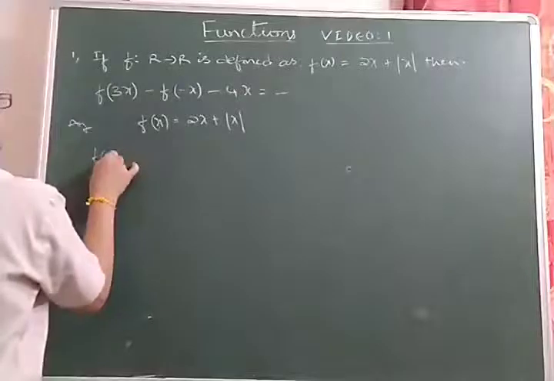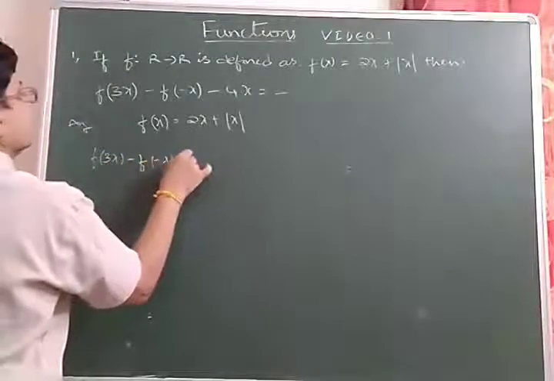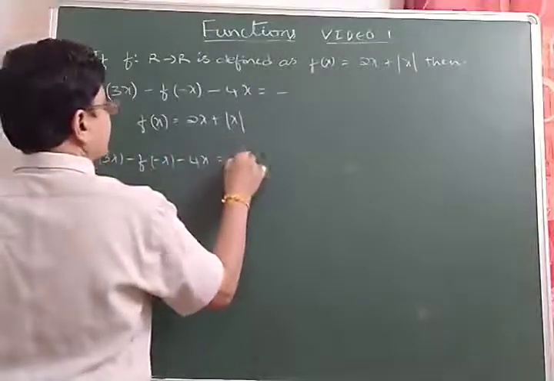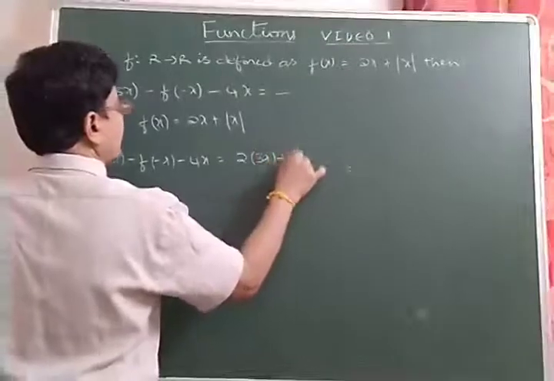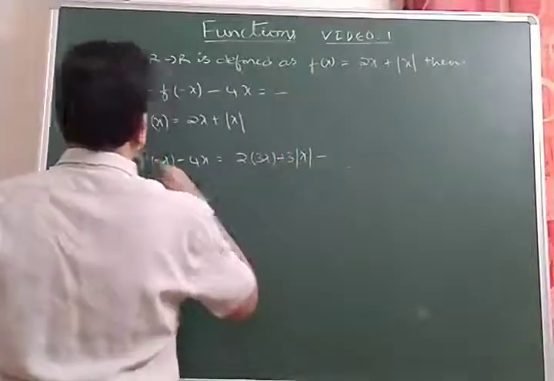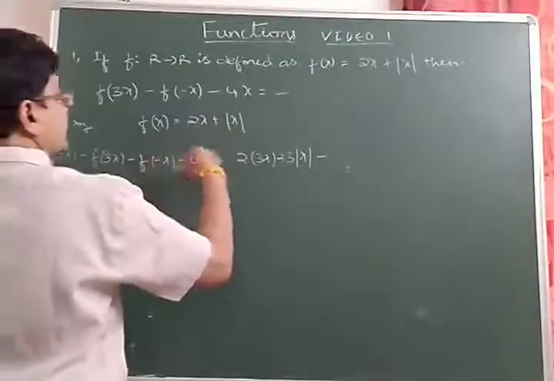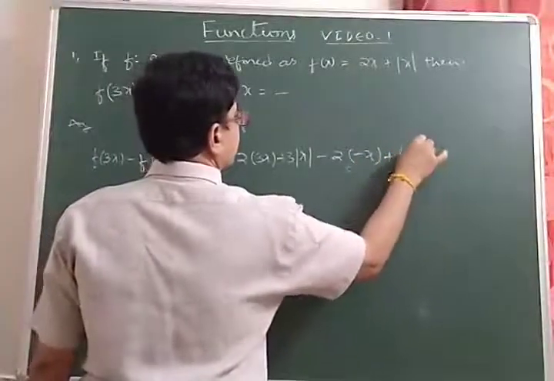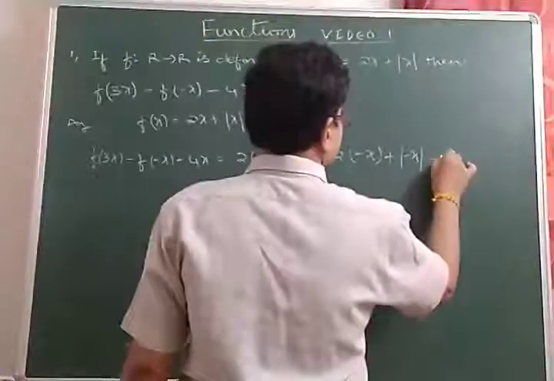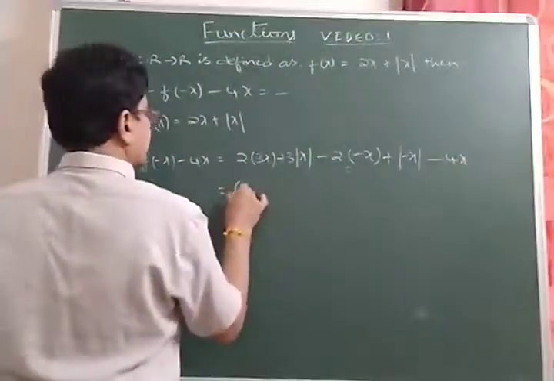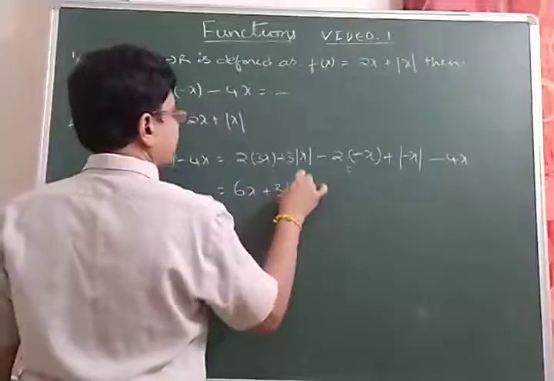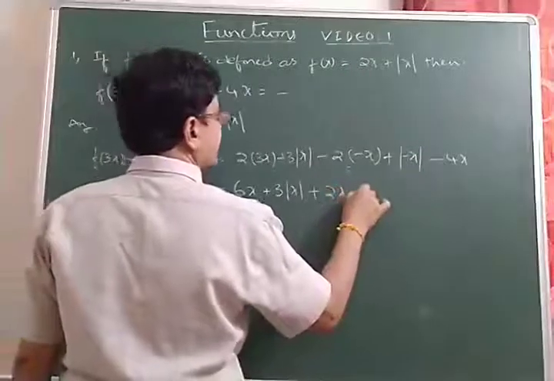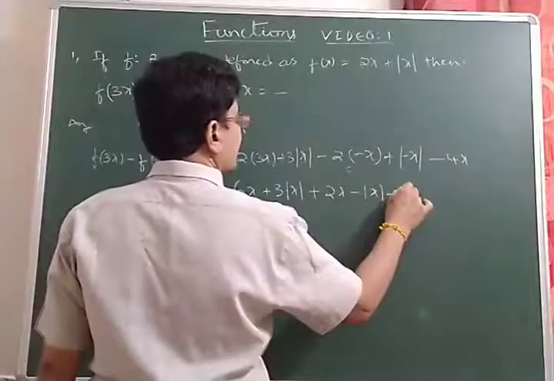Here f of 3x minus f of minus x minus f of 4x. When x is 3x, substituting, we get 2 into 3x plus mod of 3x, minus, when x is minus x, 2 into minus x plus modulus of minus x, minus 4x. Now this is 6x plus 3 mod x, plus 2x minus mod x, minus 4x.